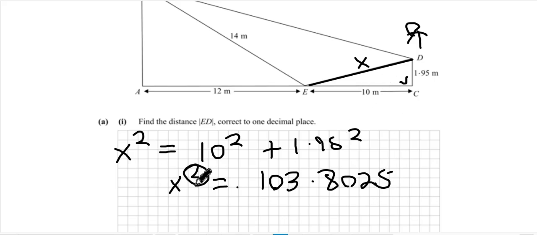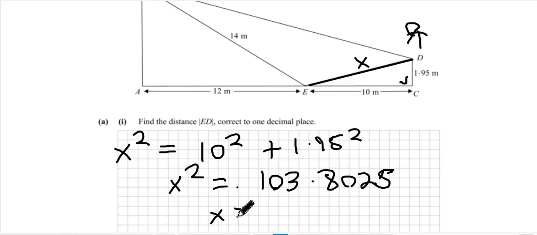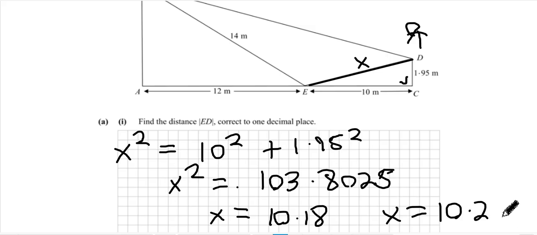But what does x squared mean we have to do? We have to square root that number. So you can press square root and then press answer, and it'll do it for you. And we get 10.18. Now I'm going to reread the question here. Does it want it to 2 decimal places or 1 decimal place? 1. So you might lose a mark for that, unfortunately, if you don't put it to 1 decimal place.